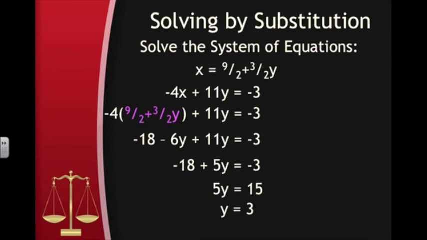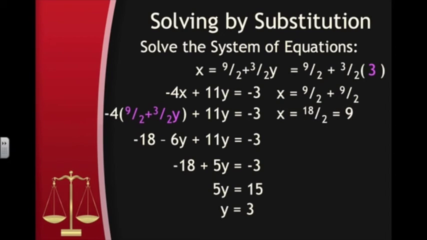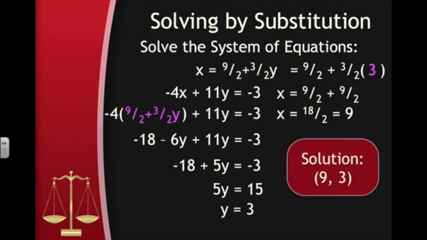Now that we know y equals 3, we can substitute again to find x, because x equals 9 halves plus 3 halves times y. Now all we have to do is simplify to find x. 3 halves times 3 is 9 halves, and 9 halves plus 9 halves is 18 halves, which reduces to 9. Since we now know both x and y, we can give the solution 9, 3 as the point where these two lines will intersect.